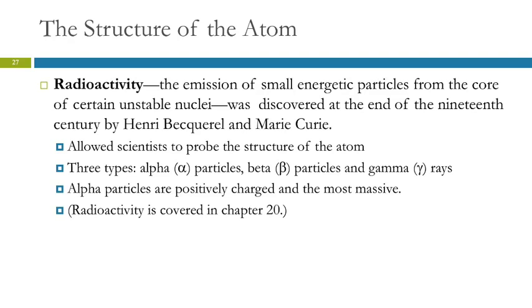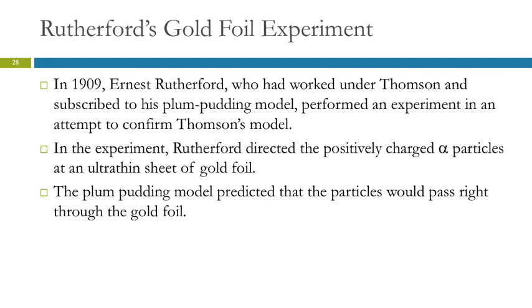What's really useful about radioactivity is it allows us to probe the structure of the atom. So atoms are very small. If we're trying to look at what's inside of them, we need something even smaller, right? So 3 types of radiation are alpha and beta particles, and gamma rays. The one that we're interested in here is an alpha particle. An alpha particle has a positive charge, and of the 3 types, it's the most massive particle. Okay, so all of that just so I can use the term alpha particles.